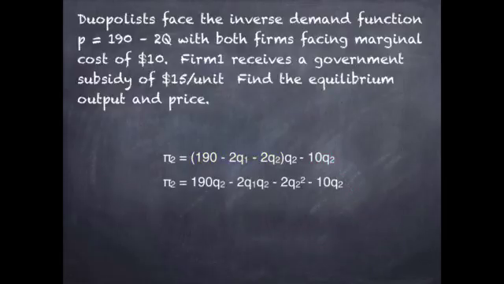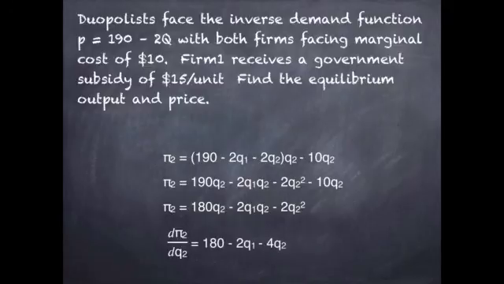So we multiplied through by Q2 for the left-hand side part there for total revenue. We simplify and we end up with the profit function of firm 2 is equal to 180 Q sub 2 minus 2 Q sub 1 Q sub 2 minus 2 Q sub 2 squared. We take the first derivative of that and we get 180 minus 2Q sub 1 minus 4Q sub 2.